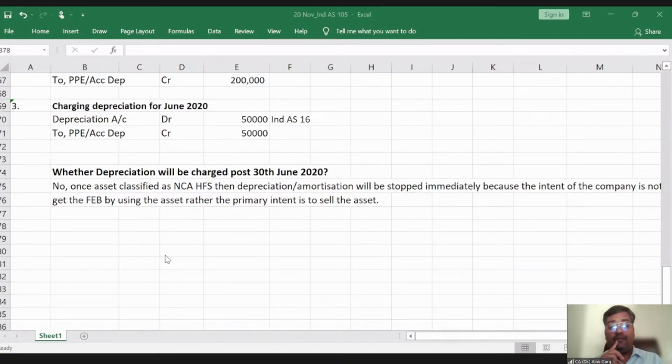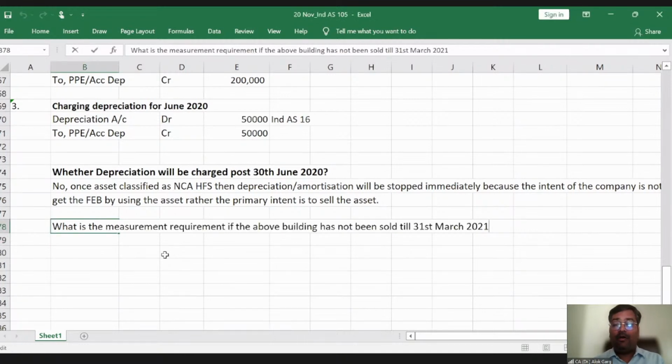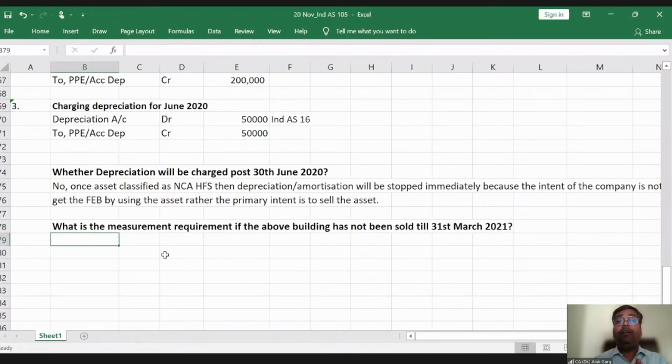Sir, what will be the measurement requirement if the above building has not been sold till the reporting date? I am talking about subsequent measurement. What is the measurement requirement if the above building has not been sold till 31st March 2021? So we understood on 1st July 2020, the building has been shifted from PPE to NCHFS, from non-current to current.